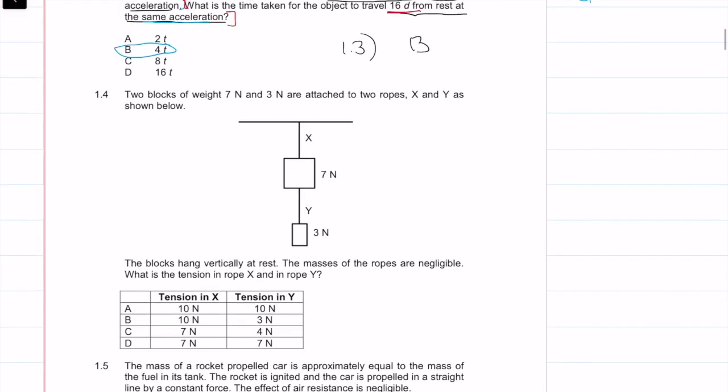Question 1.4. Two blocks of weight 7 newtons and 3 newtons are attached to rope X as shown. They are hanging vertically at rest. The masses of the ropes are negligible. Calculate the tension. So what is the tension in X and Y?